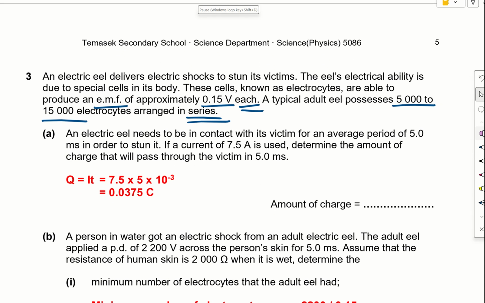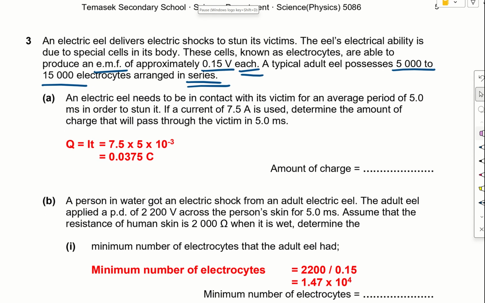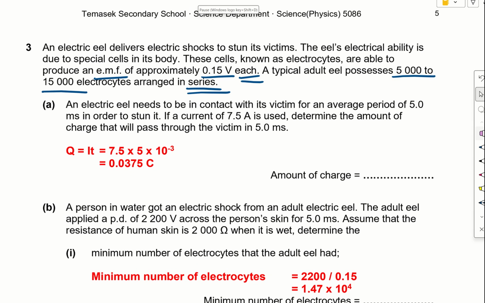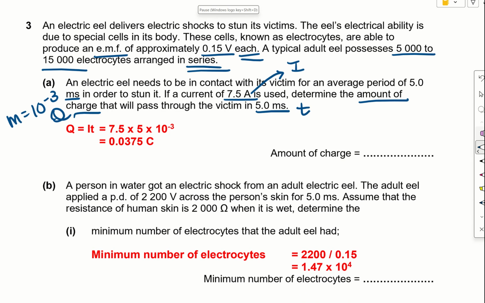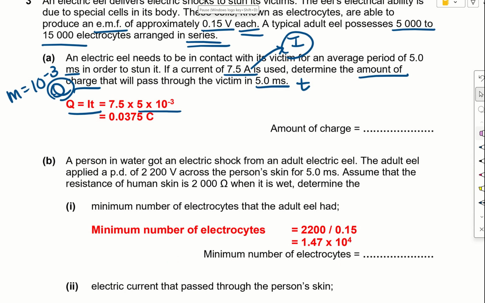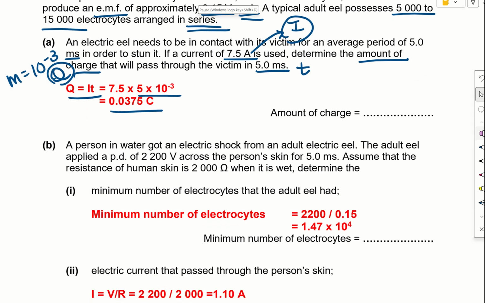Okay, the electric eel needs to be in contact with the victim for an average period of 5 milliseconds. Don't forget milli has the value of 10 to the power minus 3. In order to stun it, if a current of 7.5 ampere, I call this I, determine the amount of charge, this is Q, that will pass through the victim in 5 milliseconds. So actually I have my time, I have my current, I can find my charge. So Q equals IT, don't forget the milli, you should get 0.0375 coulombs.